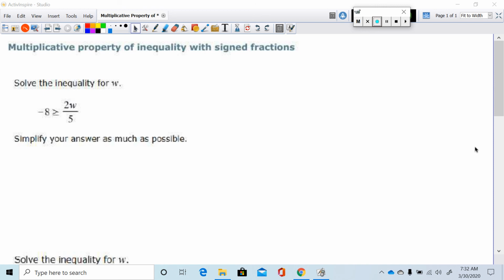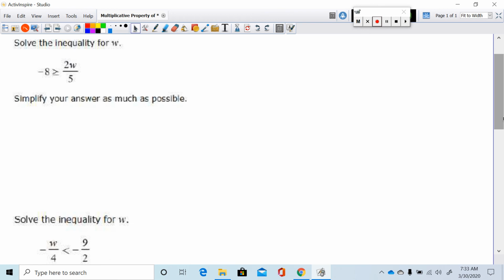Multiplicative property of inequality with signed fractions. Solve the inequality for W and simplify your answer as much as possible. So the first thing I want to do, I notice that I have a fraction. The first thing I want to do is get rid of the fraction. So here's how you do that.